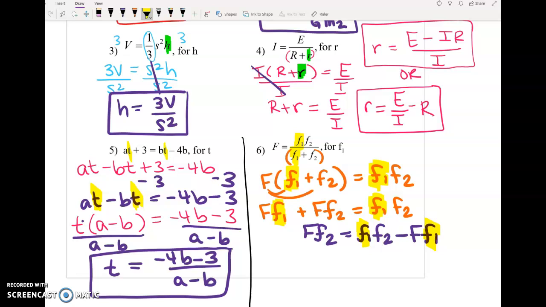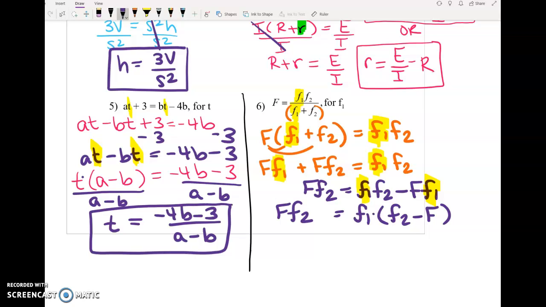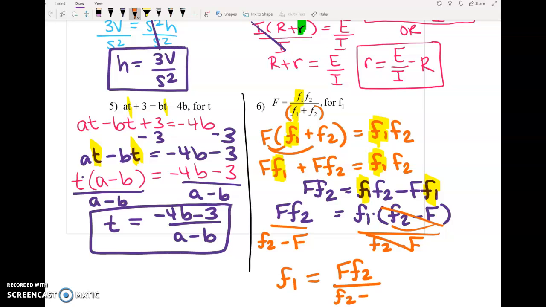And just like over here in number 5, we had two terms with t, what will we need to do in order to get F1 by itself? If you said factor, you are correct. So F1, in parentheses, we have F2 minus capital F, and F F2 is on the left. And what operation do we need in order to get rid of the F2 minus F right here? If you said division, you are correct. So dividing by F2 minus F would eliminate it. So we have F1, which was on the right, equal to F F2 over F2 minus F.